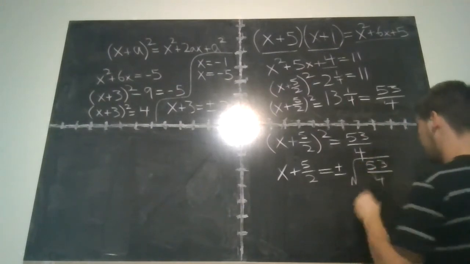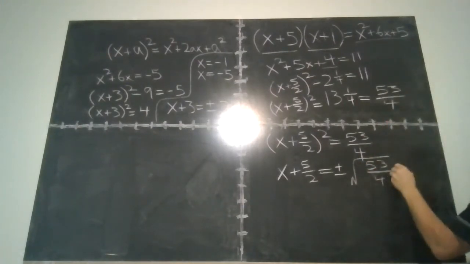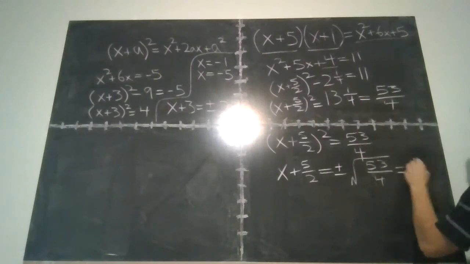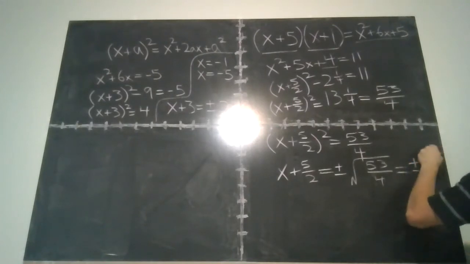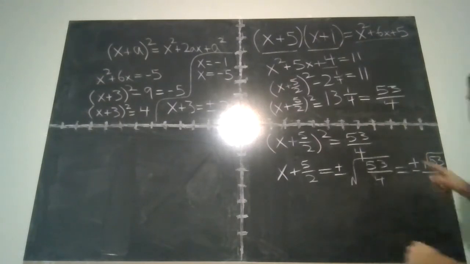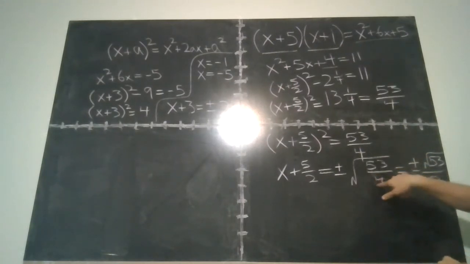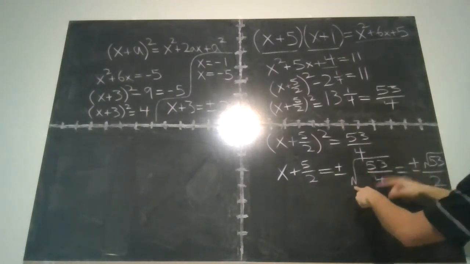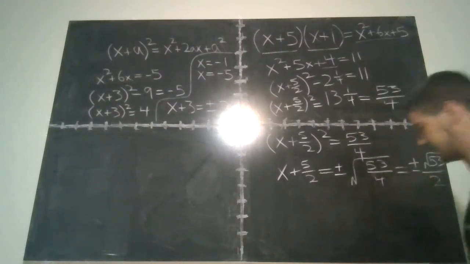53/4, which is equal to plus or minus the square root of 53 over 2. Notice right here that it goes from a 4 under the radical sign to a 2 not under the square root sign. By the way, that square root is called a radical. Radical is square root. Comes from the same word.